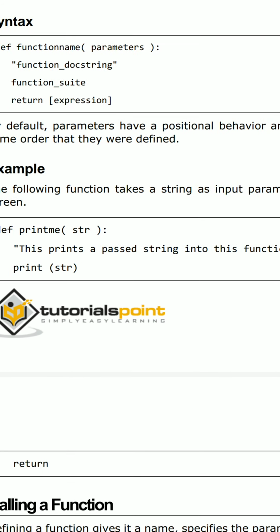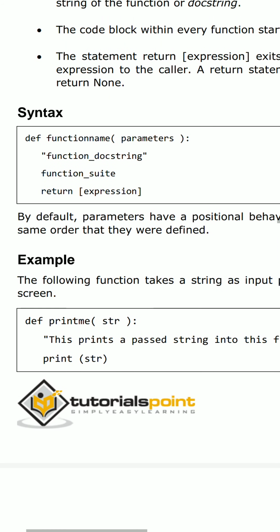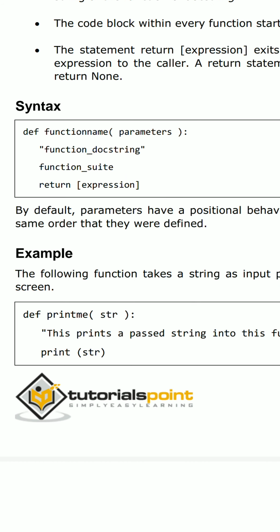So here consider the syntax. Here is the syntax for the function. def is a keyword, and for the function name we write the user-defined function name, and we can pass parameters if we have any. After that, mention the colon. Next, you write the function docstring and the function suite, and return some value as an expression.